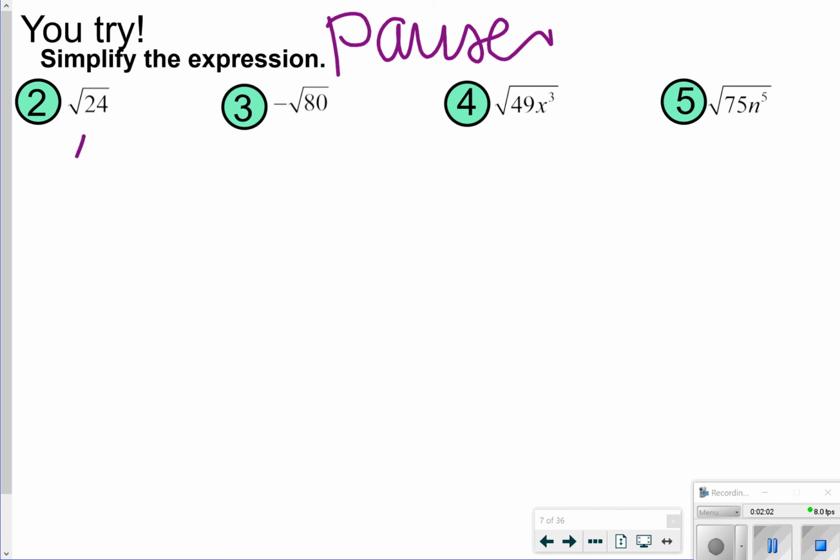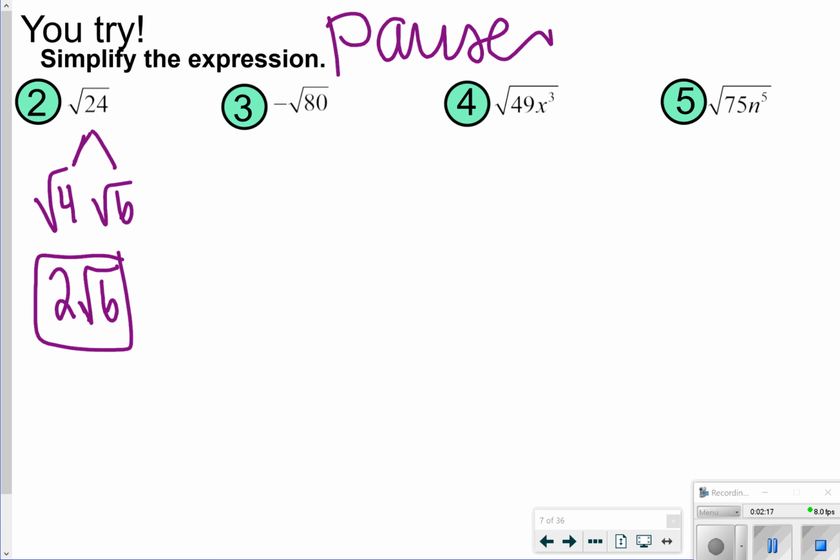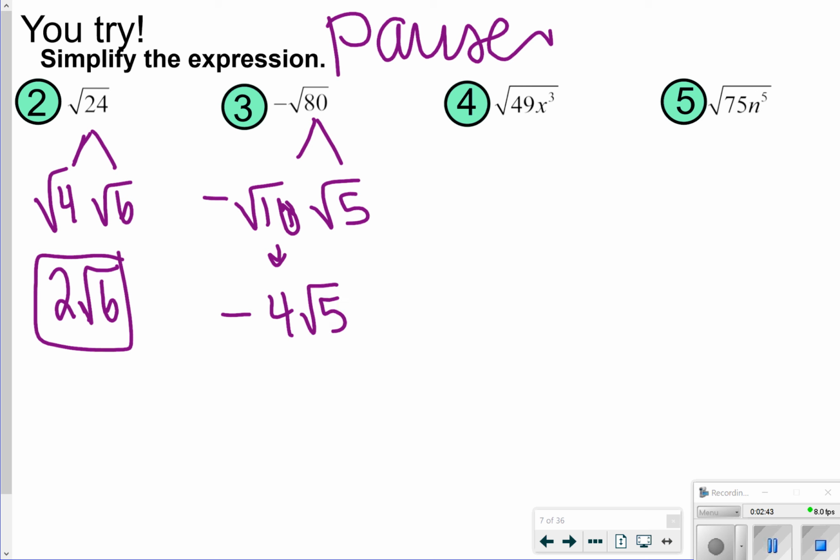Alright, so for number 2, I broke up 24 into the square root of 4 and the square root of 6. The square root of 4 is 2. There's no square root of 6, so I would leave that one alone. So my answer for number 2 would be 2 times the square root of 6. For number 3, I have the negative square root of 80. This just means my answer is going to be negative at the end, so make sure you carry that with you. Factors of 80 with a perfect square, that'd be the square root of 16 times the square root of 5. And then the square root of 16 is 4, so I have negative 4 times the square root of 5.